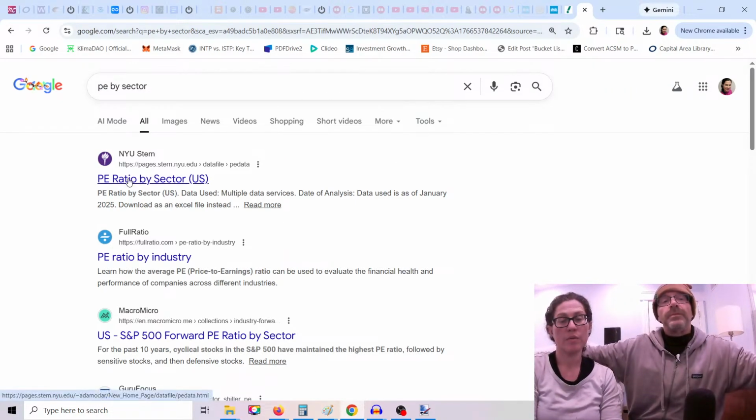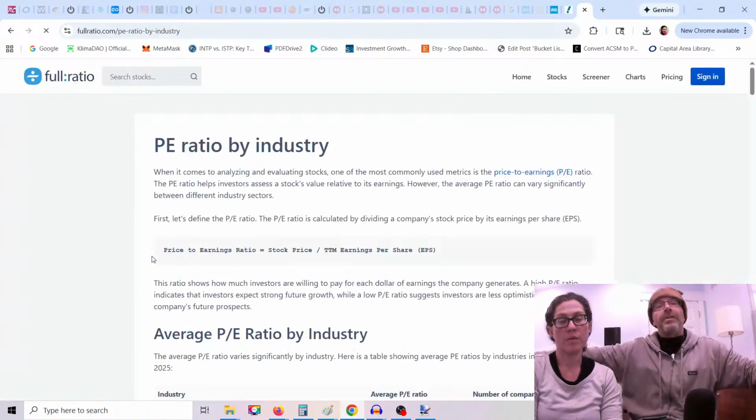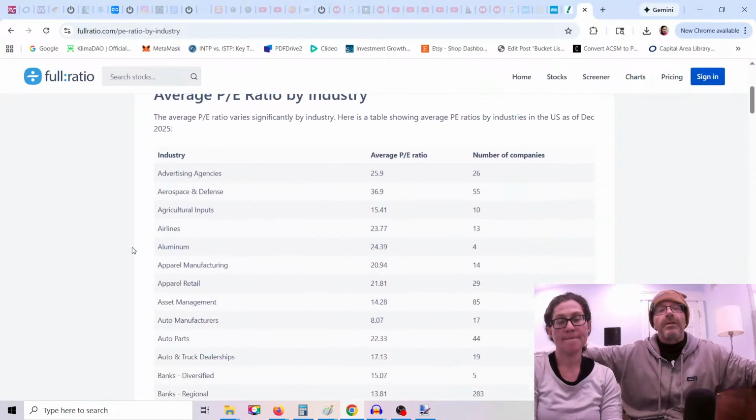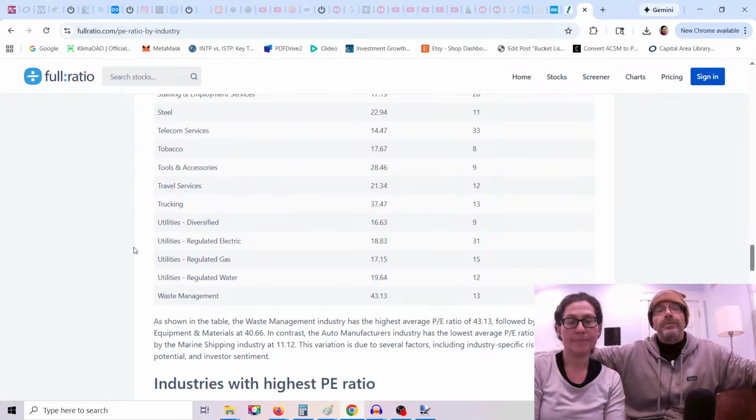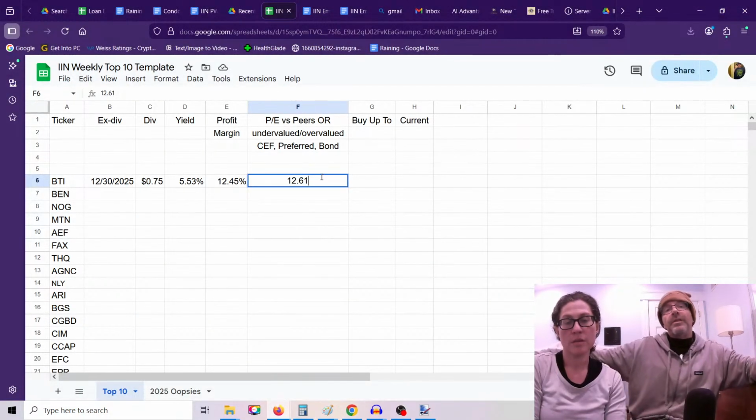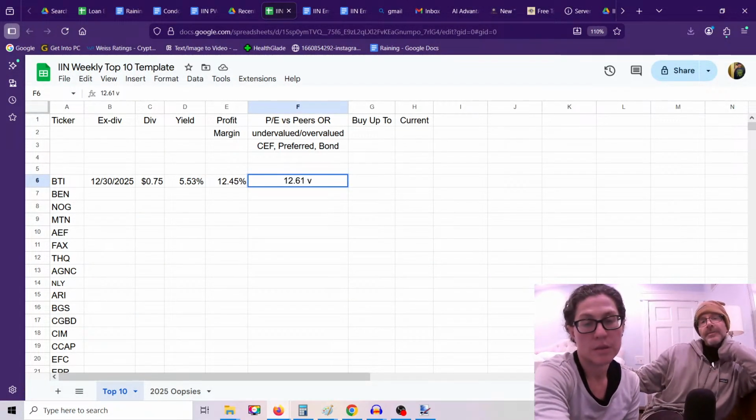That one? Do that one. Full ratio, that's what it was. And then scroll down to tobacco. Oh my. It's like at the very bottom. 17.67? 17.67. So that's what we put in the list? So 12.61 versus 17.67.